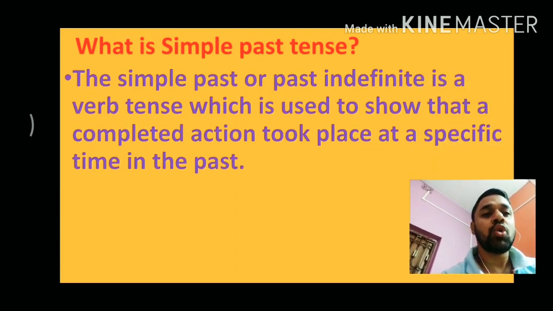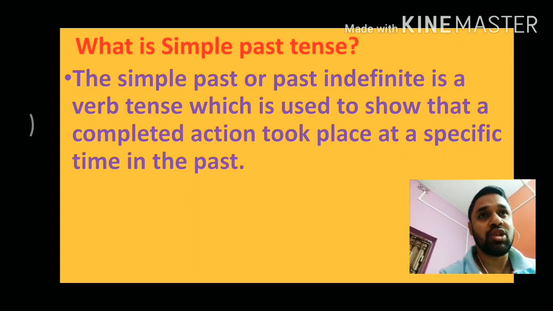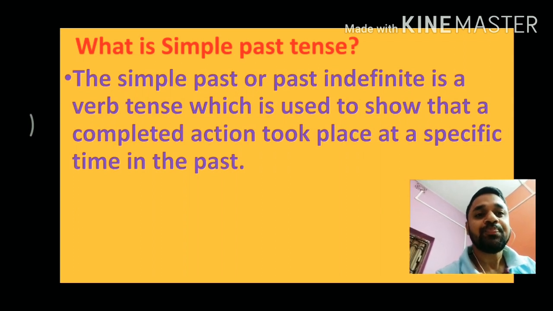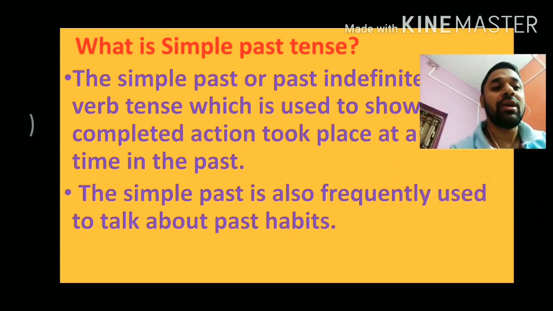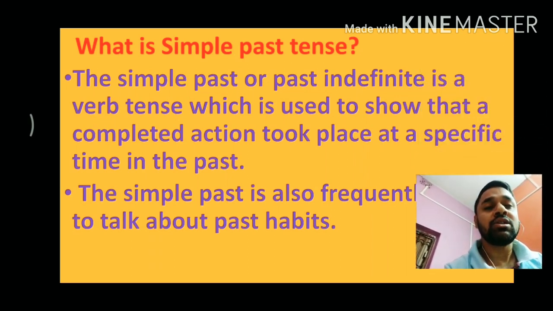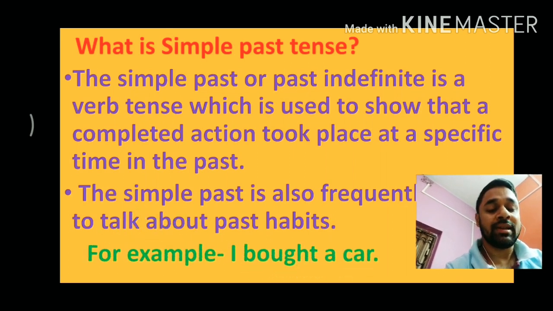The simple past or past indefinite is a verb tense which is used to show that an action is completed in a past time. Okay, and the simple past is also frequently used to talk about past habits, not present habits. So simple past is generally used for work which is already completed in the past. For example, I bought a car.